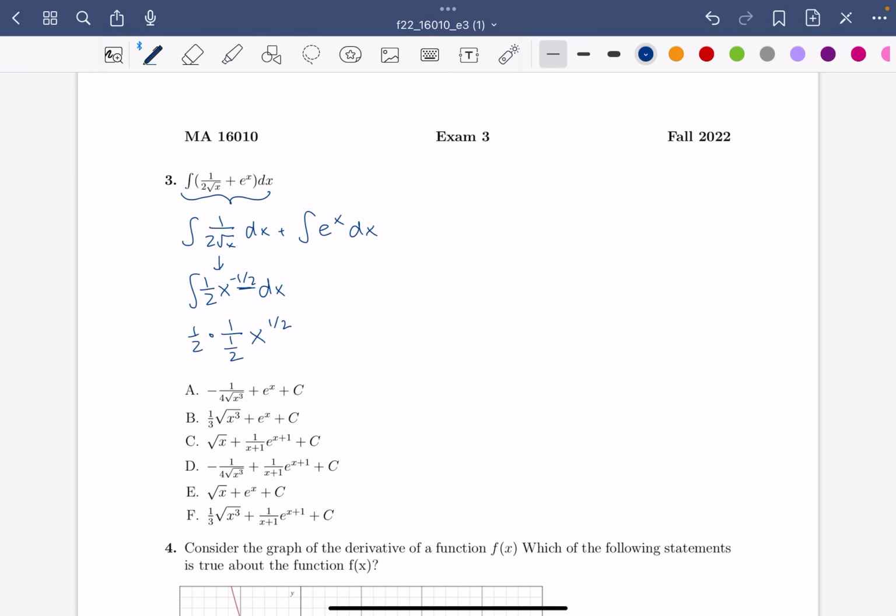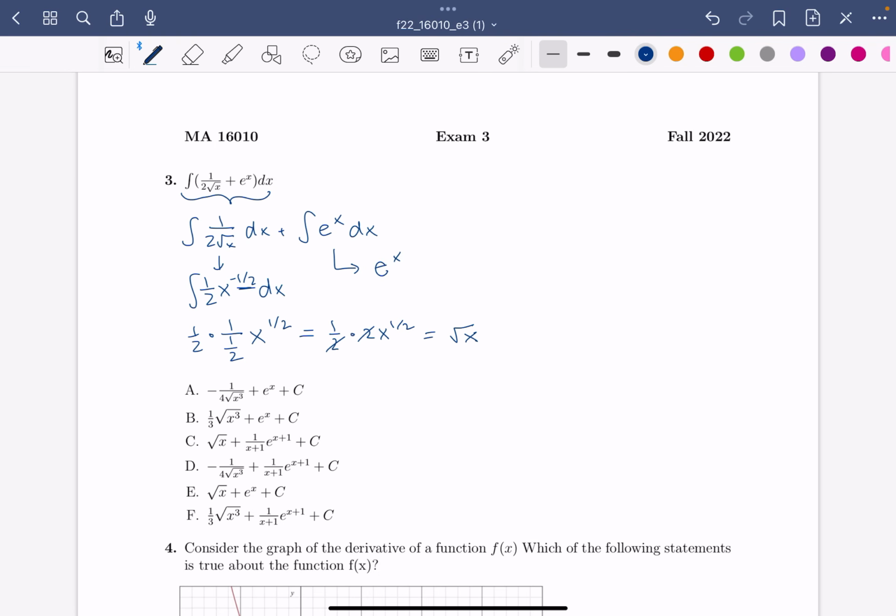If we simplify this, that simplifies to 1 over 2 times 2x to the 1/2, which simplifies to the square root of x, as these two will cancel out, and x to the 1/2 is the square root of x. The integral of e to the x, the second part, is super, super easy. The integral of e to the x is quite literally just e to the x.